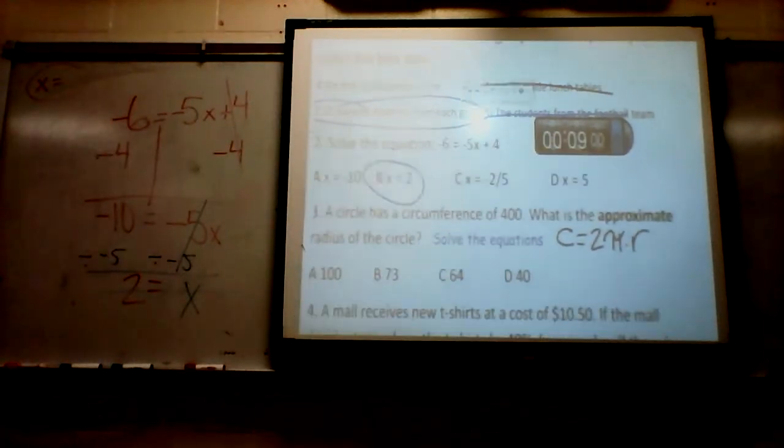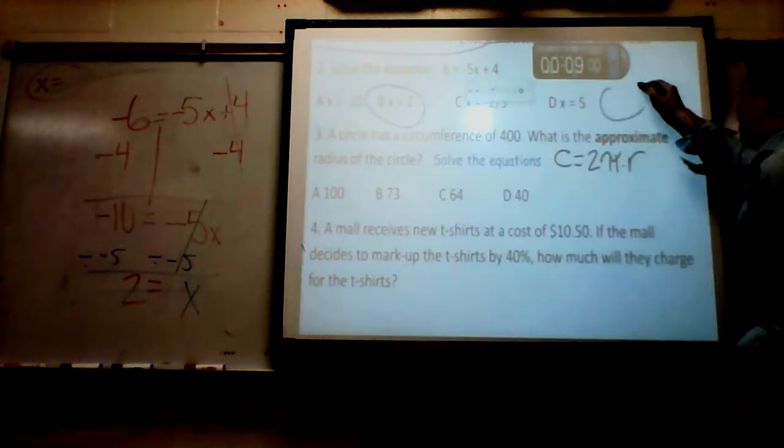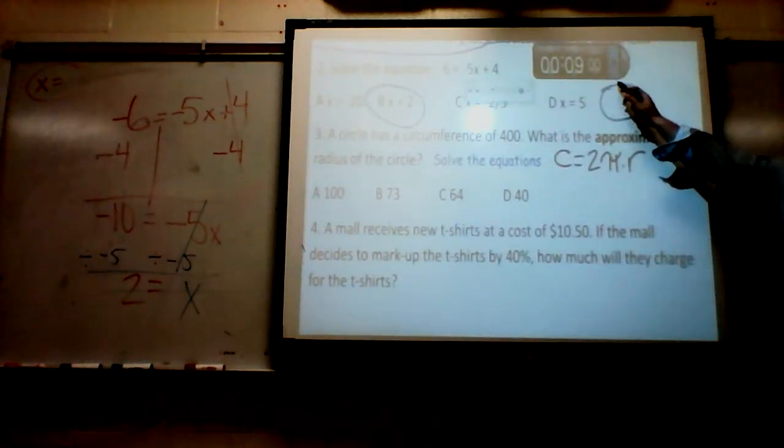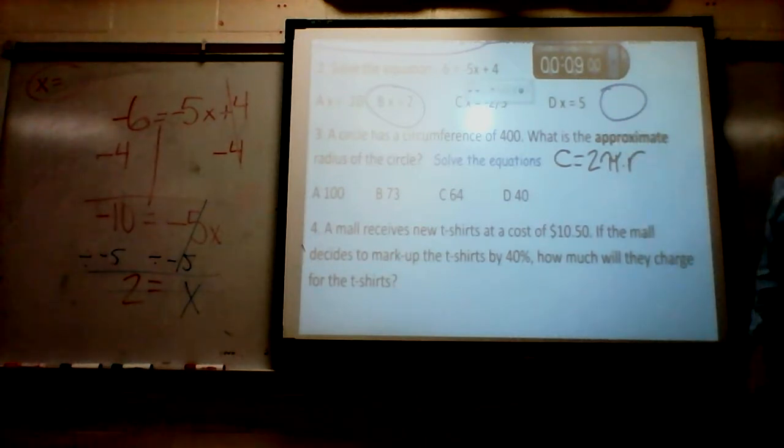Number 3 says a circle has a circumference of 400. And a circumference, as you'll learn today, is like the perimeter of a circle. It tells you the distance around the circle. To find the circumference of any circle, you use that formula. Circumference is equal to 2 times pi times r. And you have a pi button on your calculator. The question says, a circle has a circumference of 400. What is the approximate radius of the circle?